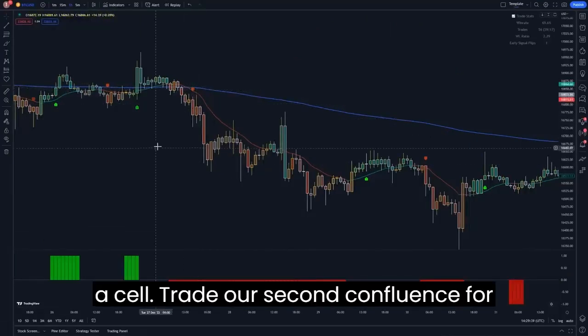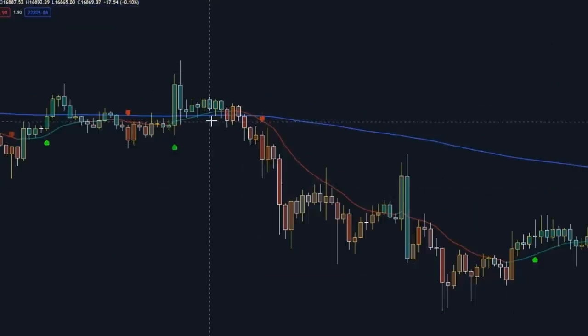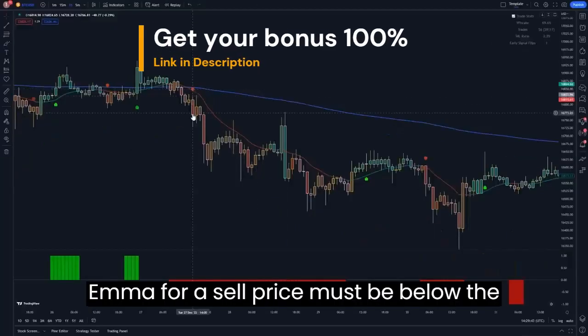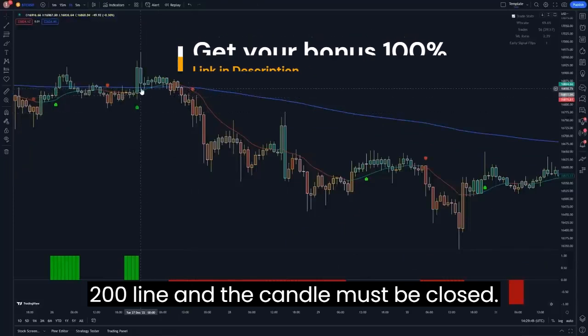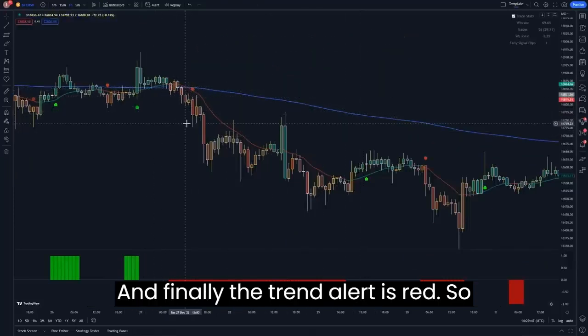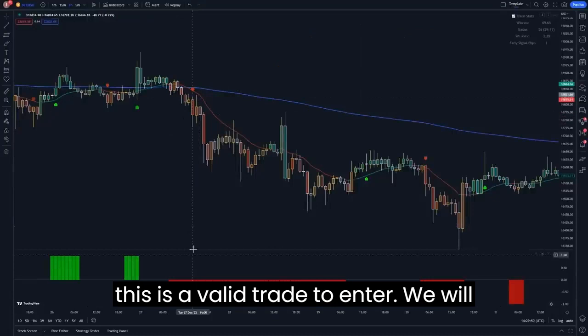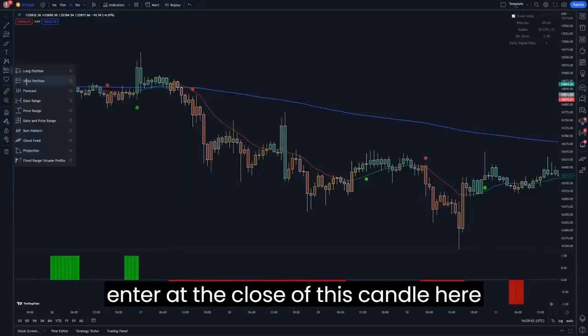Our second confluence for this strategy is the 200 EMA. For a sell, price must be below the 200 line and the candle must be closed. And finally, the trend alert is red, so this is a valid trade to enter. We will enter at the close of this candle here.